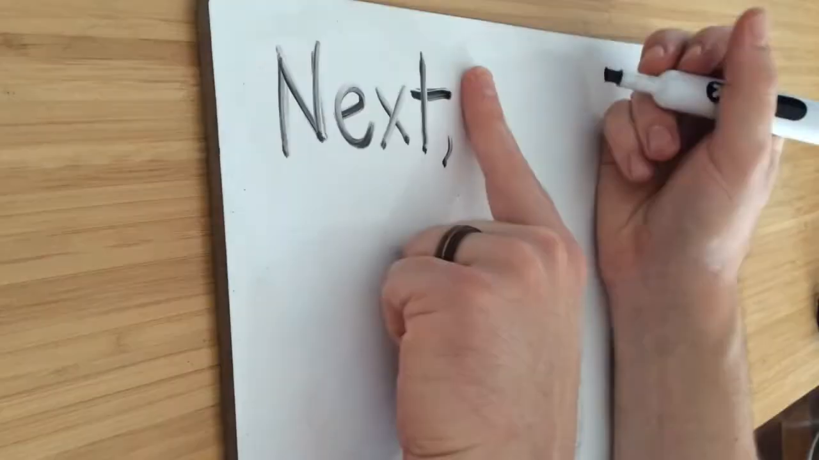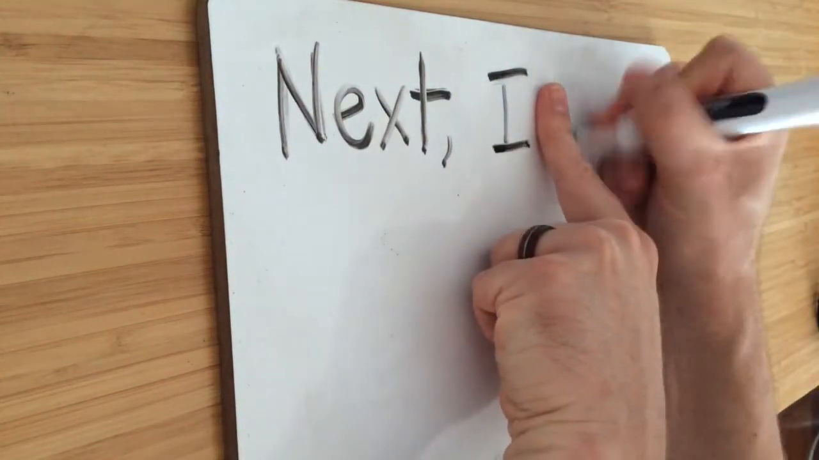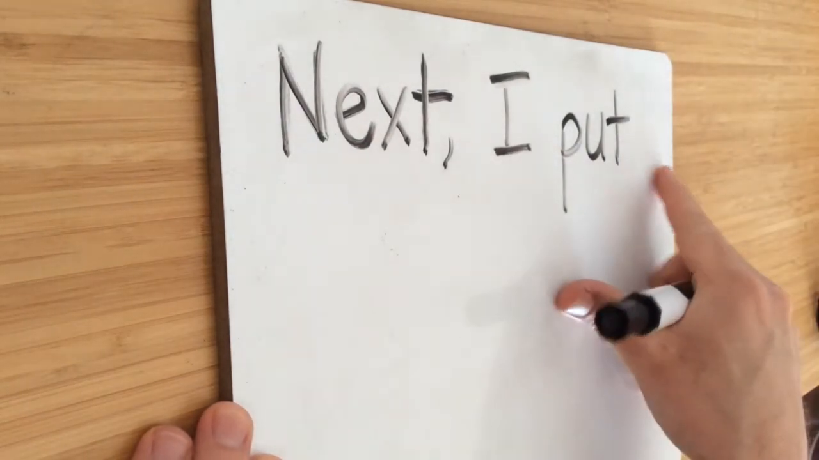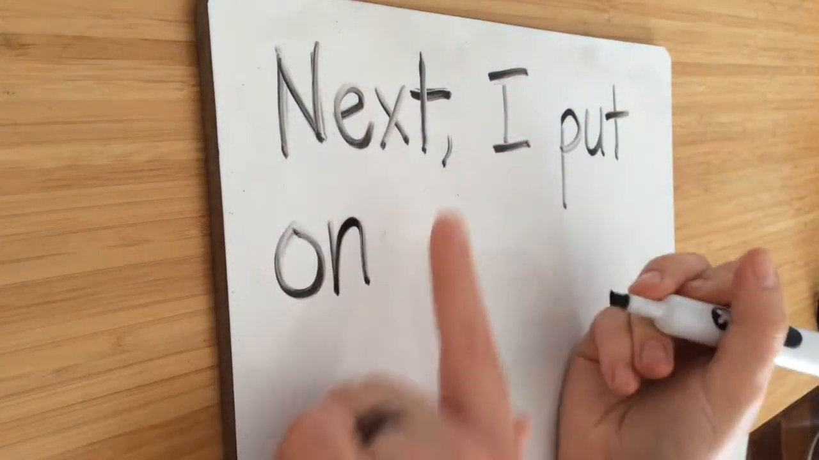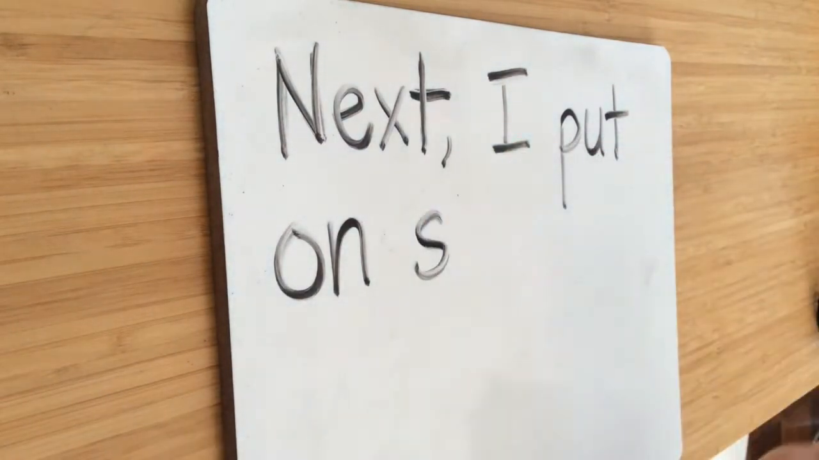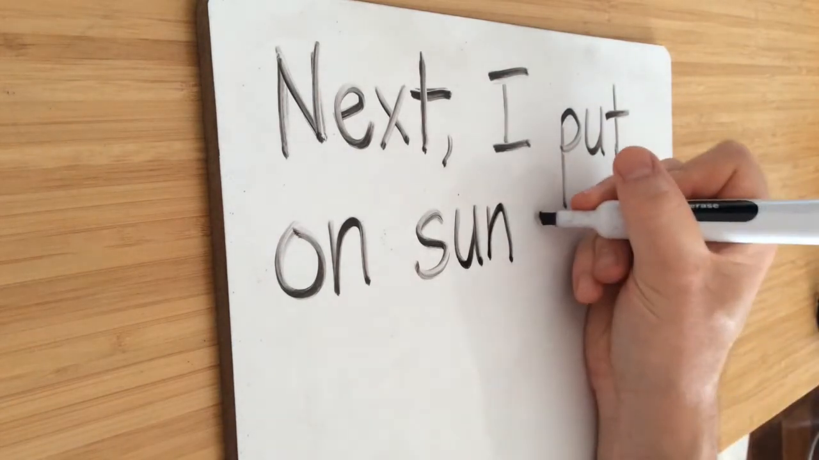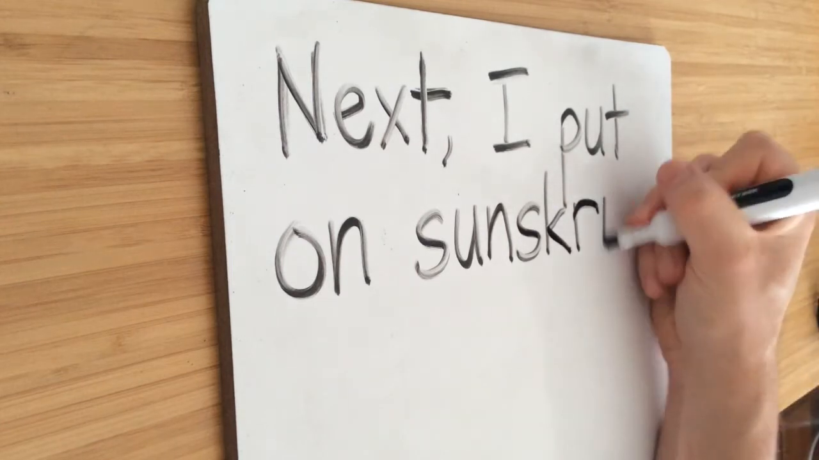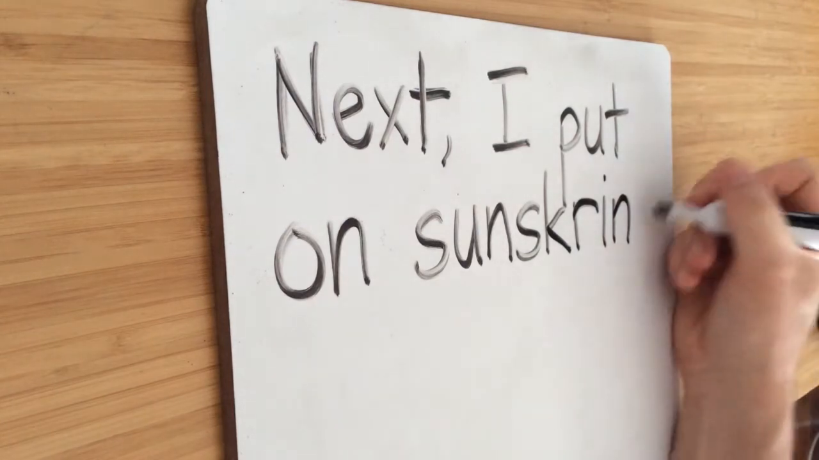Now I'll show you how I wrote it. I start with the word next, and I say next, I, and I use a capital I, put. I don't have any space here, so I'm going to go to the next line. Next, I put on, now sunscreen, that's how I spell sun, sunscreen. And now I'm done, so I put a period.